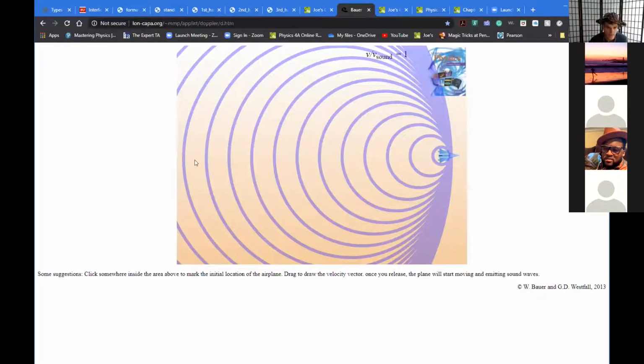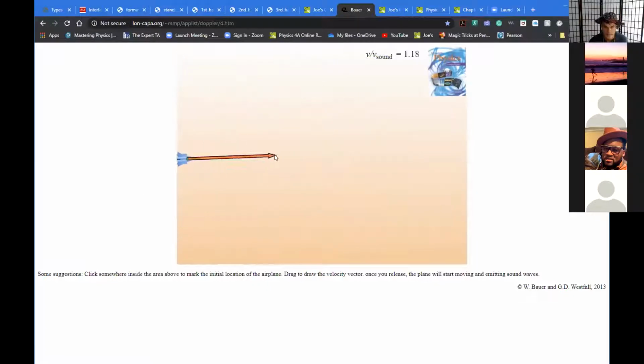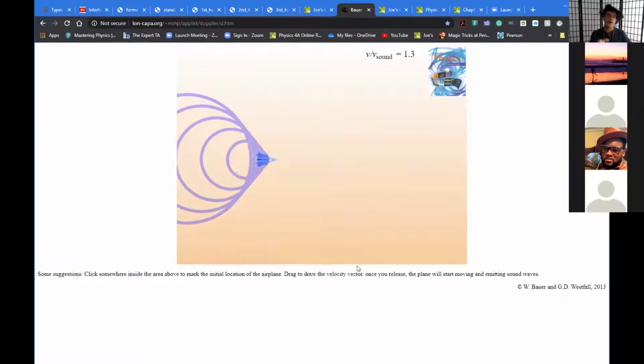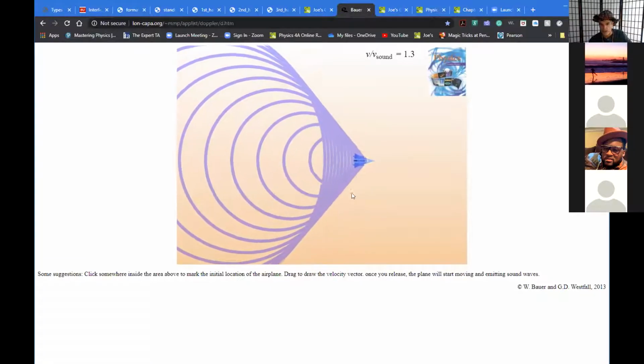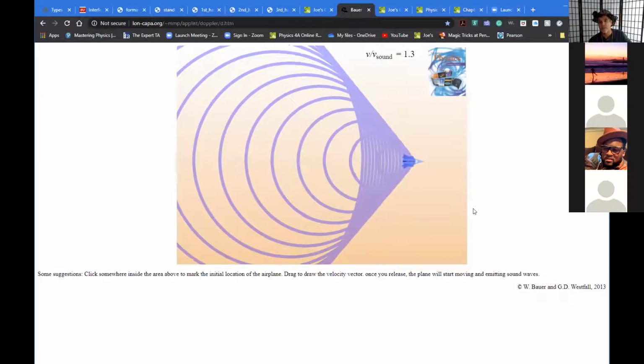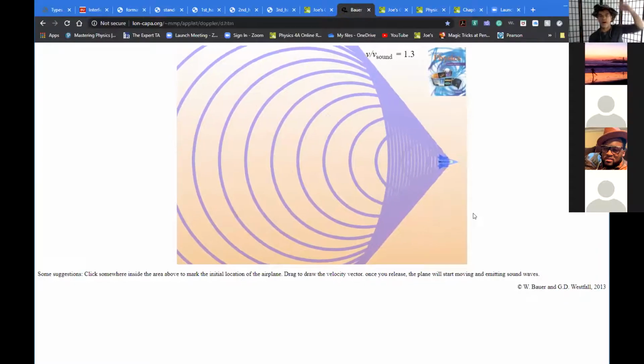So if you're traveling faster than that, so here's something traveling 1.28 times the speed of sound, 1.3, you start to outrun all of the waves you've already produced. The end result is you get this characteristic V shape behind the aircraft or boat or something like that. In a mathematical course, this is pretty cool.